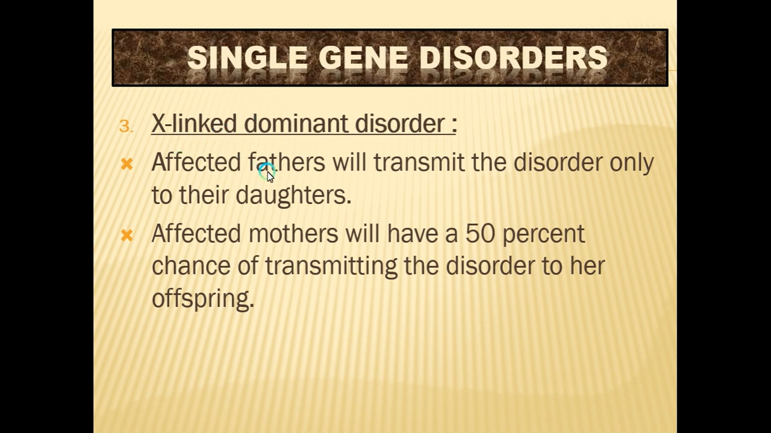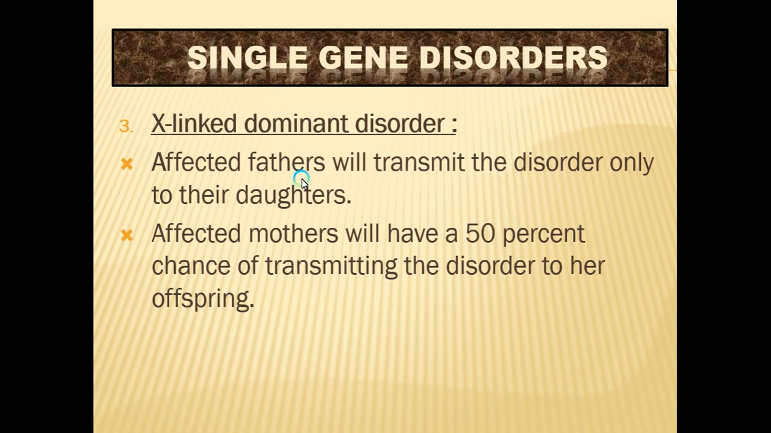Okay, so affected fathers will transmit the disorder only to their daughters. In X-linked, see, it is related to X, not Y. So that is why affected fathers will transmit the disorder only to their daughters. And affected mothers will have a 50% chance of transmitting the disorder to their offspring.